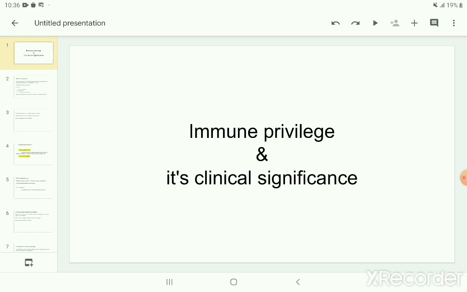and other board exams. The topic for today is immune privilege and its clinical significance. First, we will briefly discuss immune privilege, and at the end we will discuss its clinical significance, which is very often tested on board exams, especially USMLE Step 1.